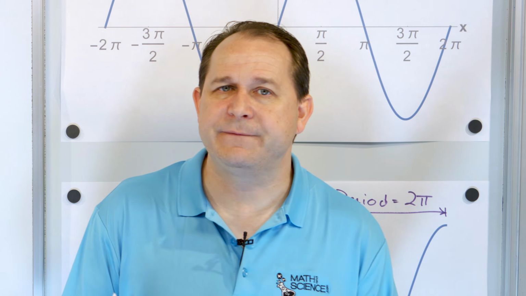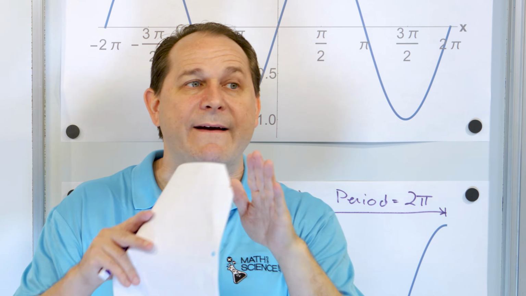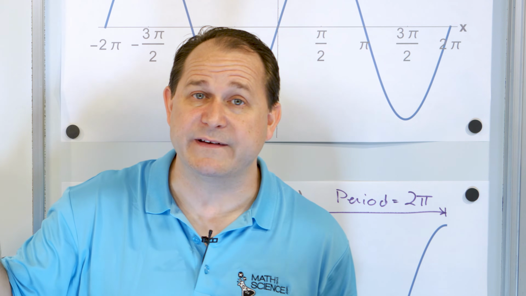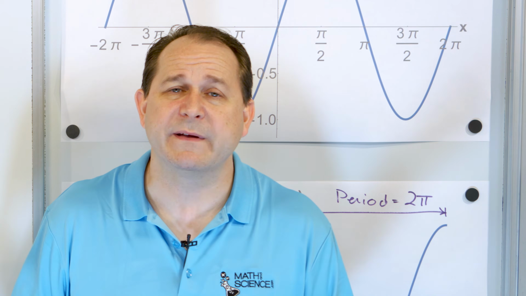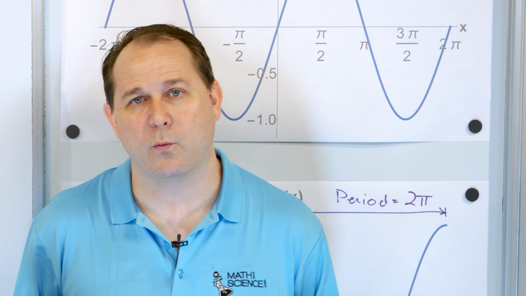It's just that one is shifted relative to the other. They're the same shape, they have the same maximum and minimum, they have the same period, which means we'll talk about frequency later, they have the same frequency, and they come from the same unit circle. So that's why they're basically the same shape, but they are shifted with respect to one another.